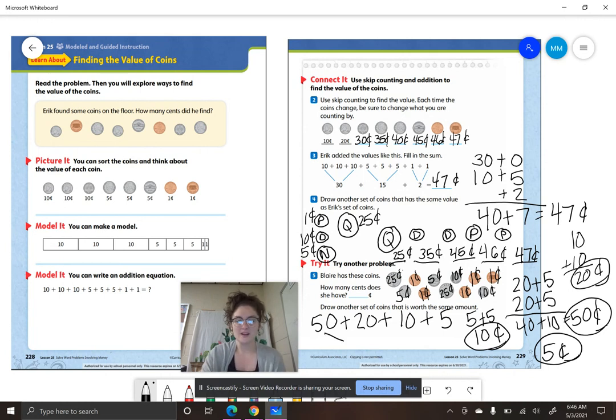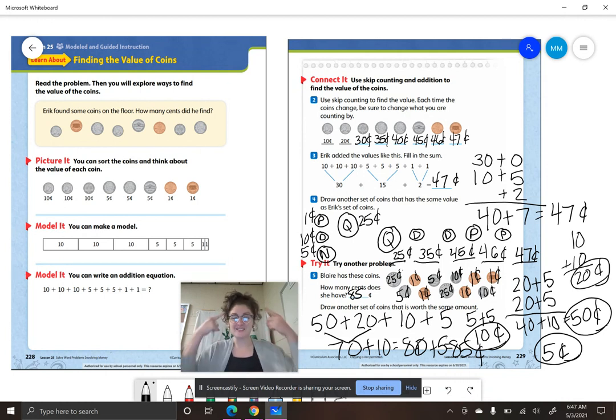So I'm going to start by finding the value of 50 plus 20. What is 50 plus 20, Smarties? 70. 70 plus 10 would be 80. And 80 plus 5 would be 85 cents. Woo! That was a lot of adding. So Smarties, remember when we learned about how to add 3 parts or 3 groups of numbers? That knowledge is coming into play right here.